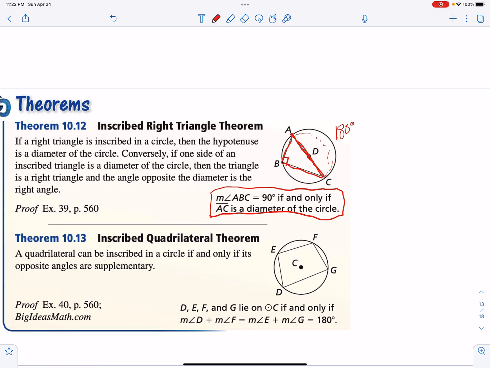The quadrilateral in a circle, again, it's saying that if all those vertices lie on the circle, the sum of them has to be 360, and the sum of any pair of opposite angles has to be 180.